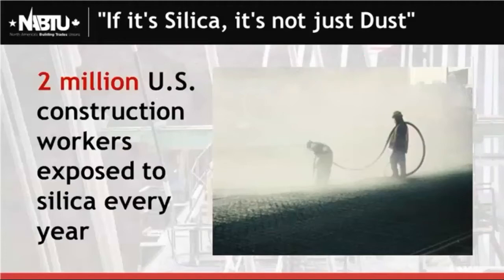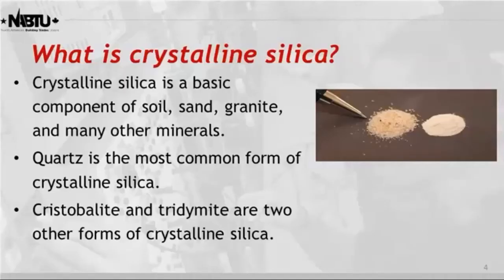So you might be asking yourself, what exactly is silica? Well, there's three types of silica. There's cristobalite, tridymite, and crystalline. We're going to emphasize crystalline because that's where the hazards mostly exist. Crystalline is a component of soils, sands, and granites, and many other minerals. Some clays may have it, and several types of rocks.